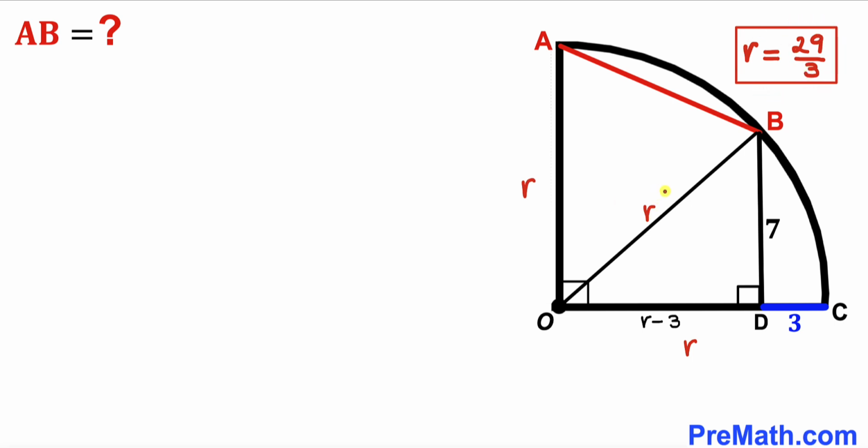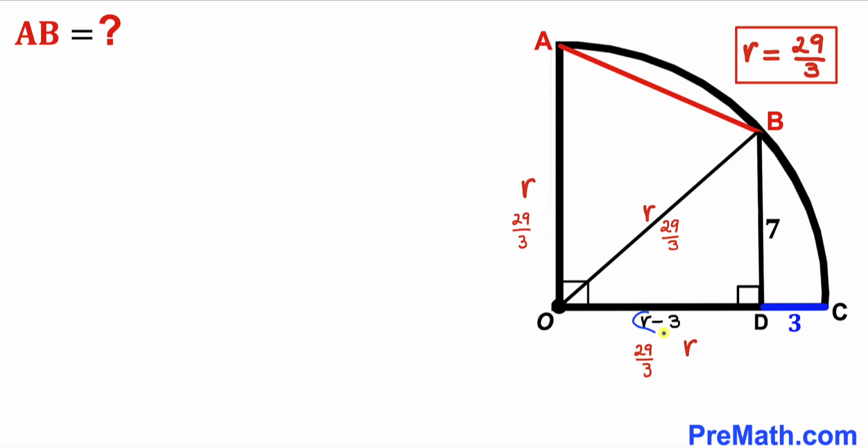So this OB length is r, which is 29 divided by 3. This radius r is 29 divided by 3, and likewise this r is 29 divided by 3 as well. Now let's make an observation. This OD length is r minus 3, and our radius r is 29 divided by 3.